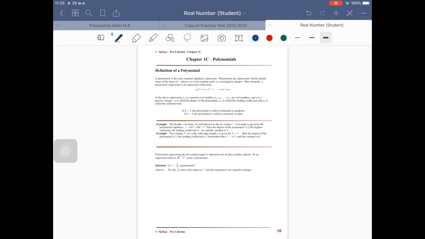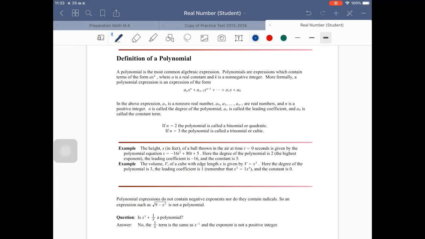Okay, good morning everyone. Today we will study polynomials. Basically, a polynomial is an algebraic expression represented in terms of x to the power of k. Okay, that is called a polynomial. And we will study all operations of polynomials: addition, subtraction, multiplication, and division.